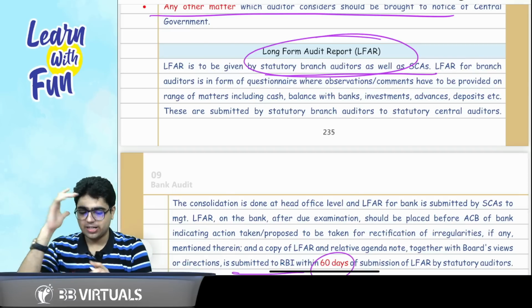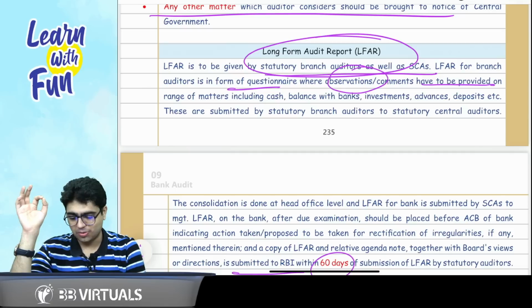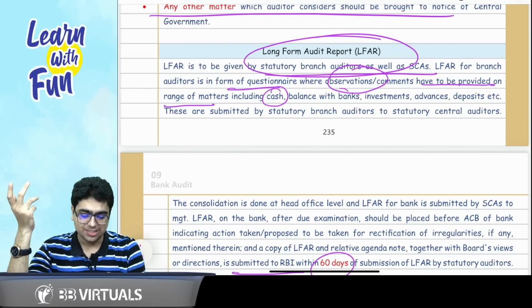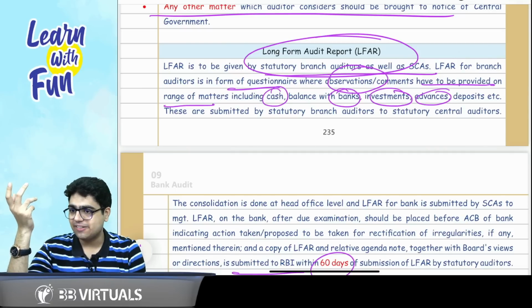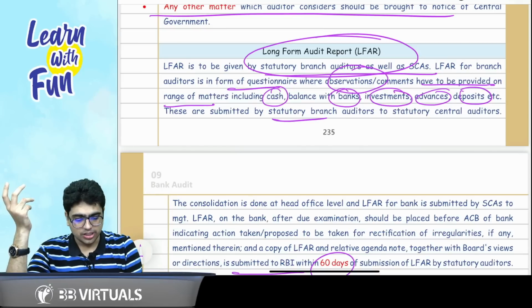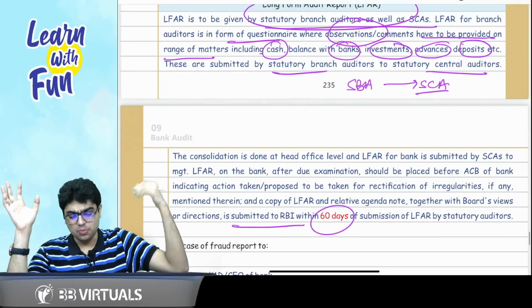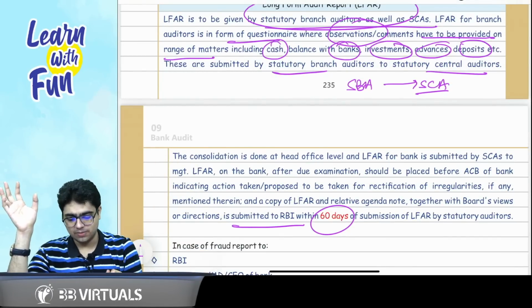NFAR for the branch auditor is in the form of a questionnaire where observations and comments have to be provided on a range of matters like cash, bank balance, investments, advances and deposits, basically covering everything. They are submitted by the branch auditor to the central auditor. So SBA submits the LFAR to SCA. Okay, sir. Too much theory, so we need to make charts and all.